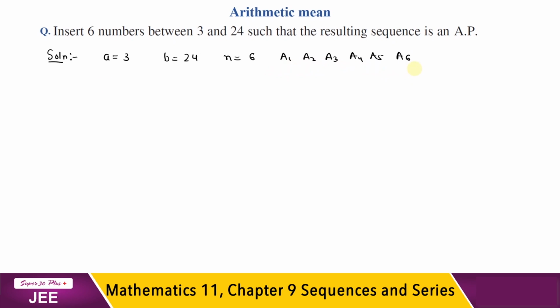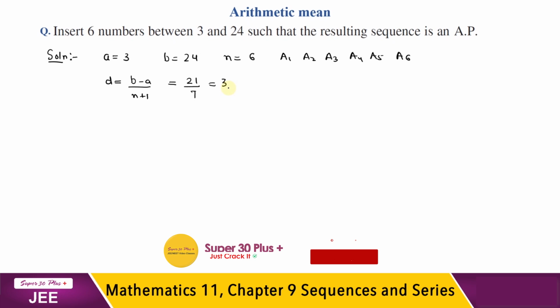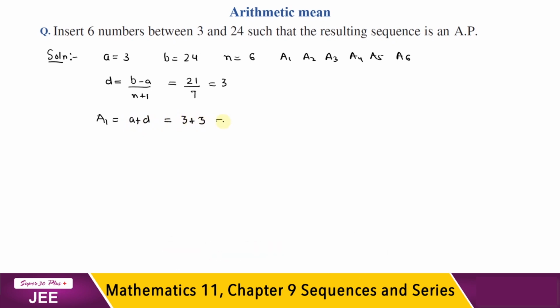Alright, so let us first calculate the common difference of the AP. Common difference is D, and D is given by the formula (B minus A) upon (n plus 1). So B minus A becomes 21, divided by n plus 1, which becomes 7. So this is equal to 3. So the common difference comes out to be equal to 3, and A1 is equal to A plus D, which is 3 plus 3, and this is 6. Alright, A2 is equal to A plus 2D, so this becomes 3 plus 2 into 3, which is equal to 9.